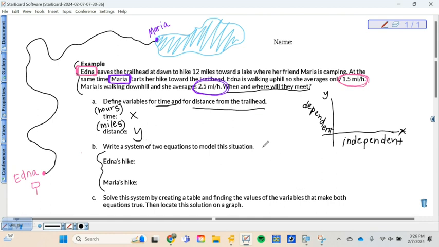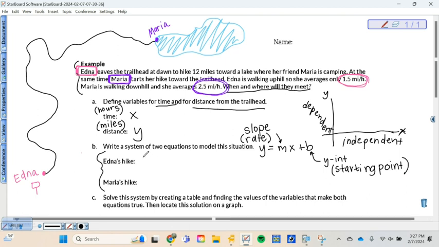Okay. So I'm going to write two different equations, one for Edna and one for Maria. But let's break it down. I'm going to use my slope-intercept equation. And what are the two letters I have to replace with numbers? M and B. And what do we usually say M is? Slope. But today we're going to think about it as our rate. And what is B? Y-intercept. But they're not talking about slope or y-intercept in that word problem at all, right? So we're thinking about rate is my slope, and then my starting point is my y-intercept.